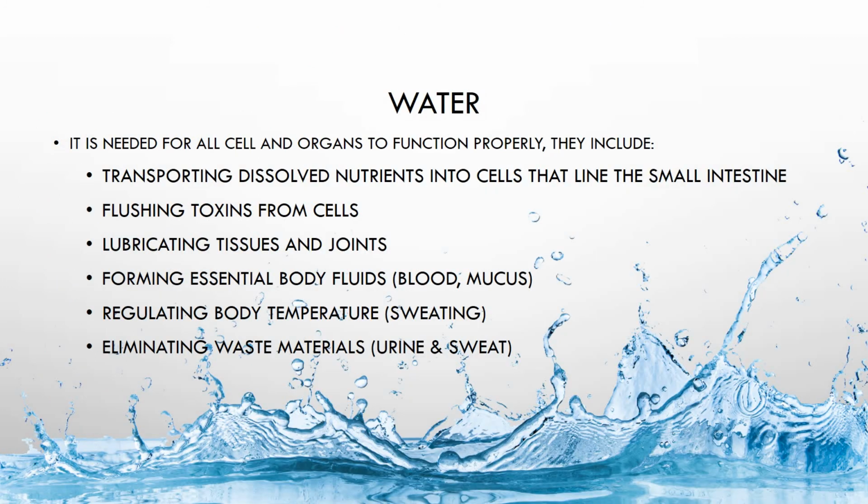And last but not least, we got to talk about water. We mentioned it at the beginning, but this brings us back because water is very important for our bodily functions to function properly. It helps us transport dissolved nutrients to cells that line the small intestine. It flushes toxins from our cells, lubricates tissues and joints, forms essential body fluids like blood and mucus, regulates our body temperature through sweating, and eliminates waste materials in our urine and sweat. Okay, so that is a nutshell of macromolecules and all these things that we need in our body.